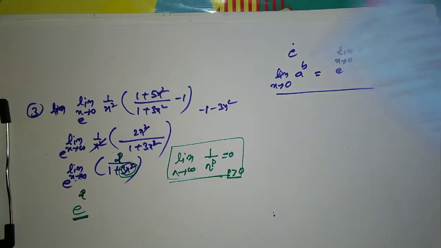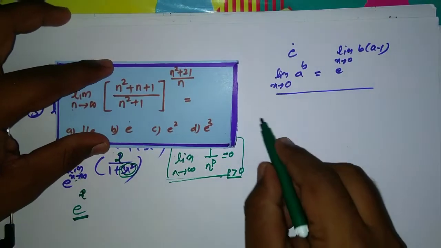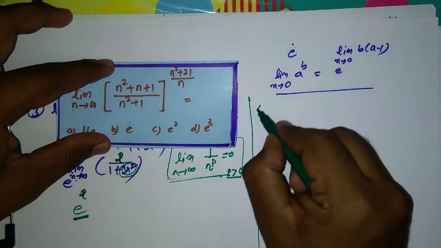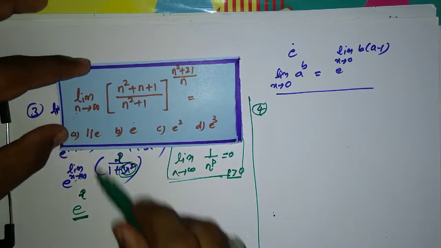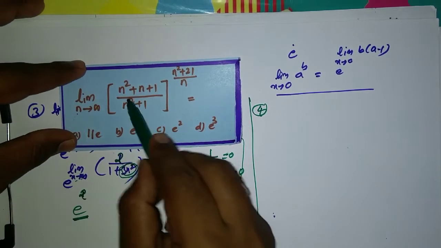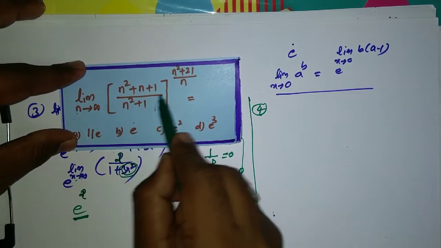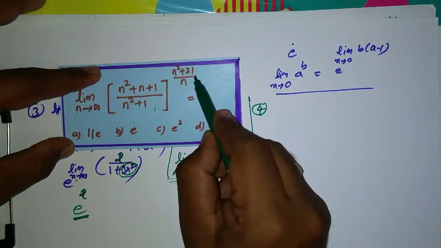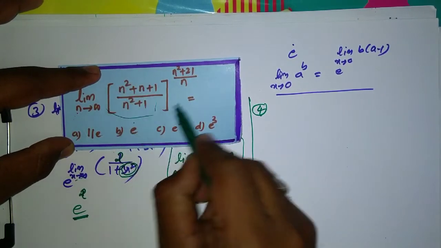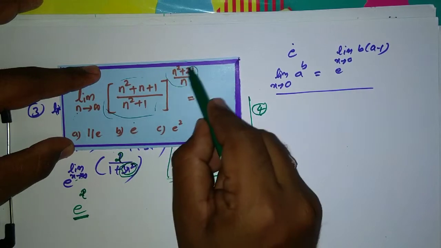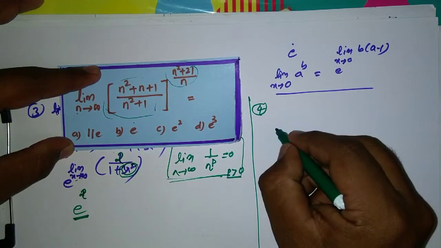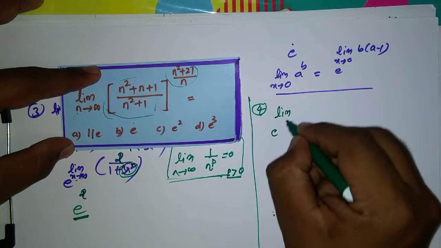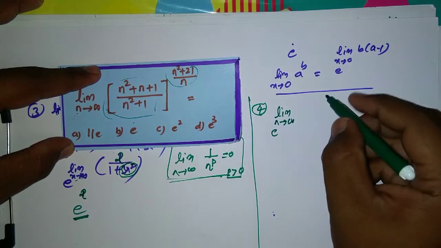Now let me go with question number 4. So listen here. What is question number 4? We solve question number 4 once again. Limit n tends to infinity of (n square plus n plus 1) divided by (n square plus 1) to the power of (n square plus 21) divided by n. This will act as A. This guy is what here? B. Apply formula now.